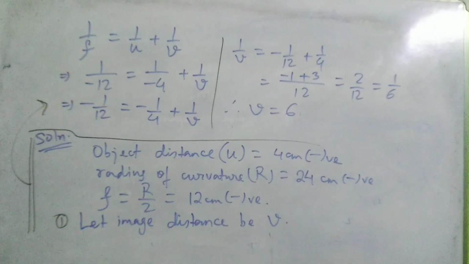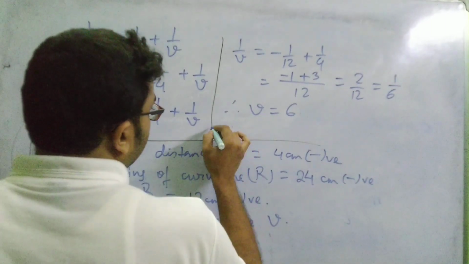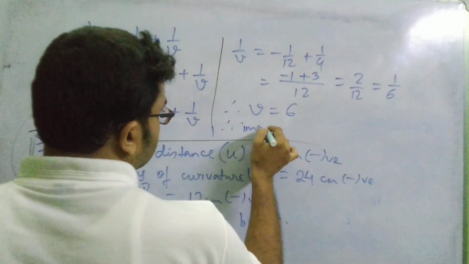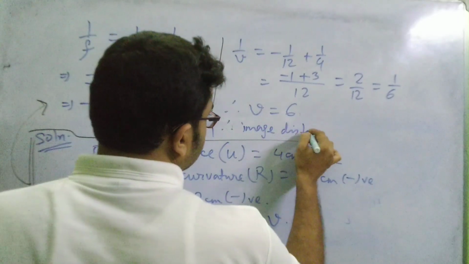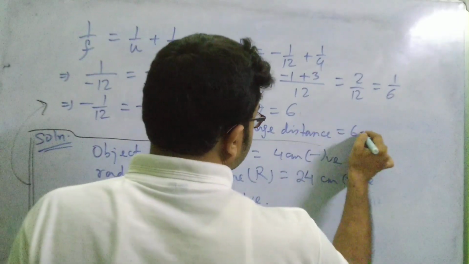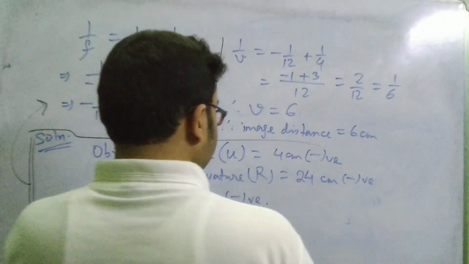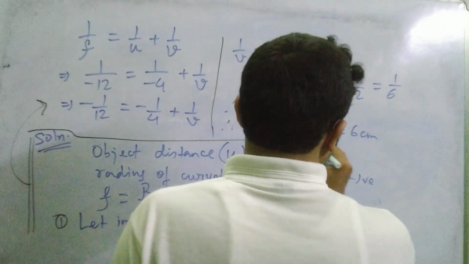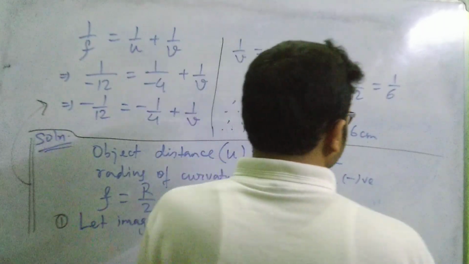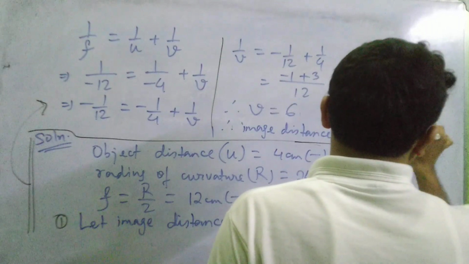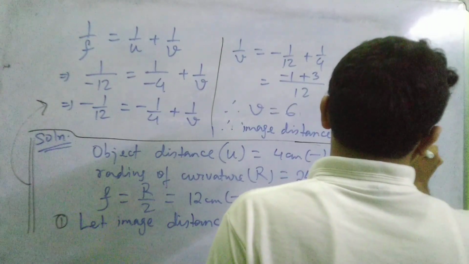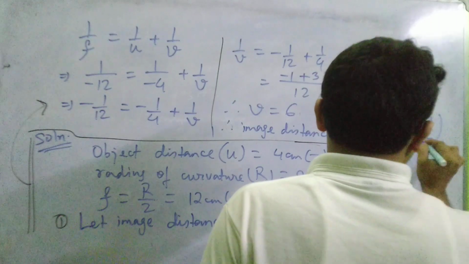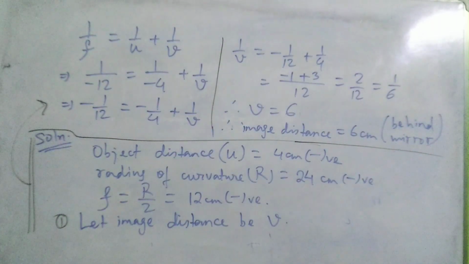Okay. So positive means the image is formed behind the mirror. So we will be writing it like this. Therefore image distance is 6 cm. Don't forget to mention behind the mirror. Okay. So it's a virtual image. Basically it's a virtual image behind the mirror. Fine. Okay. So this is the solution.